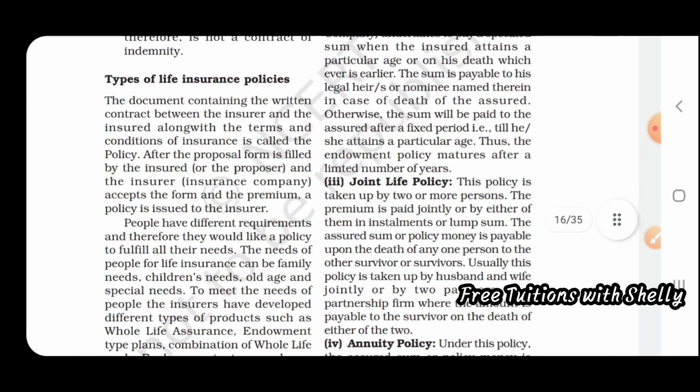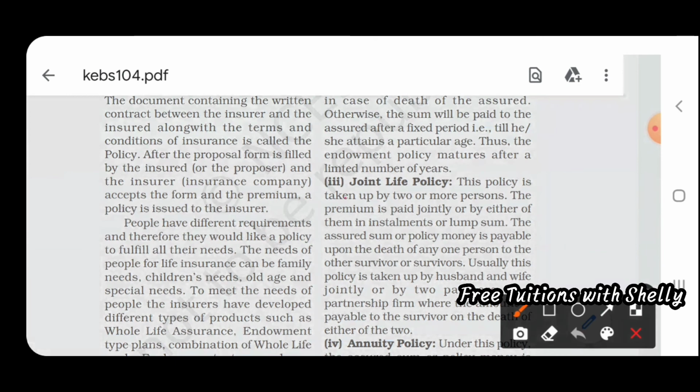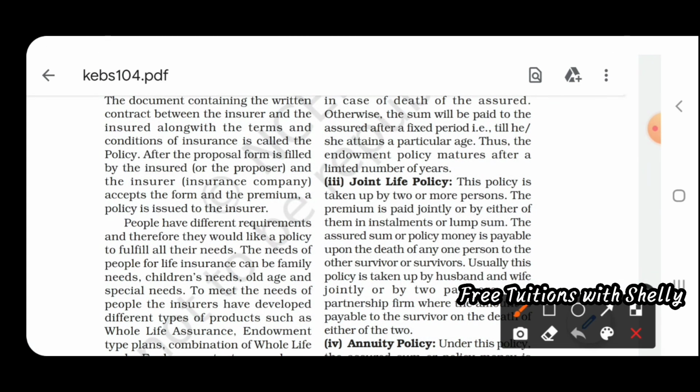Then joint life policy. This is taken by two or more persons. This insurance policy is taken by two or more persons, and the assured sum of the policy is payable upon the death of any one of the persons to the survivor. If husband and wife together have taken the policy, then if the husband dies, the policy will be given to the wife, or if the wife dies, the policy will be given to the husband. So it is jointly taken.